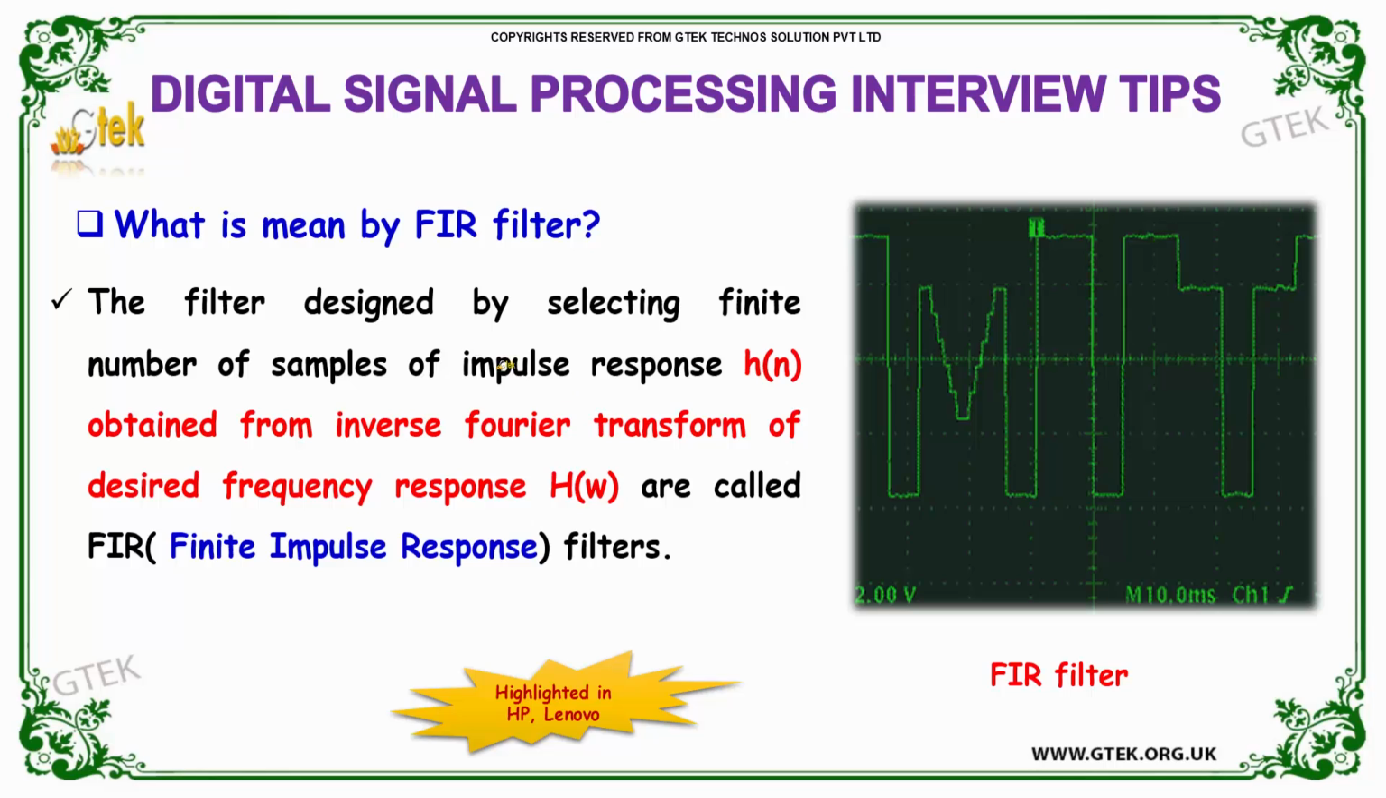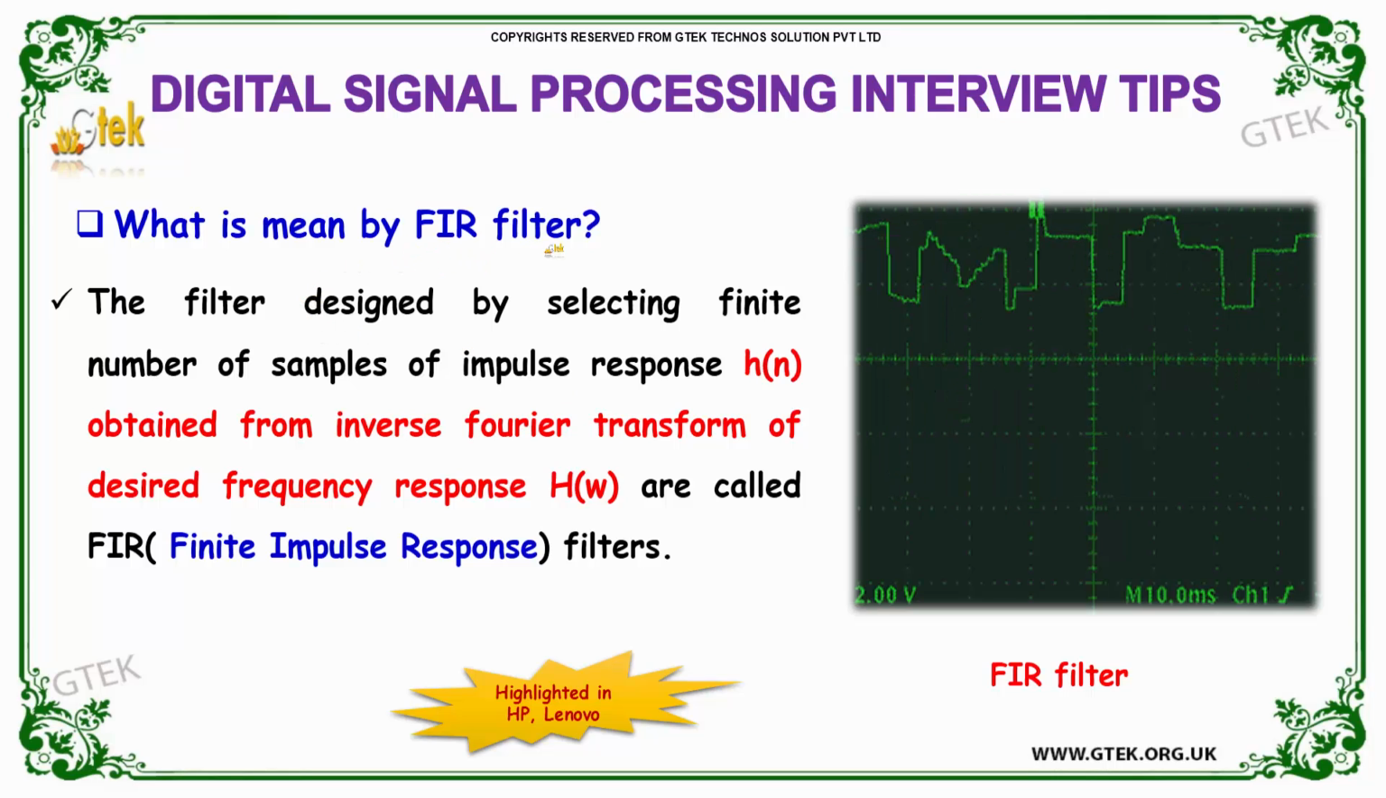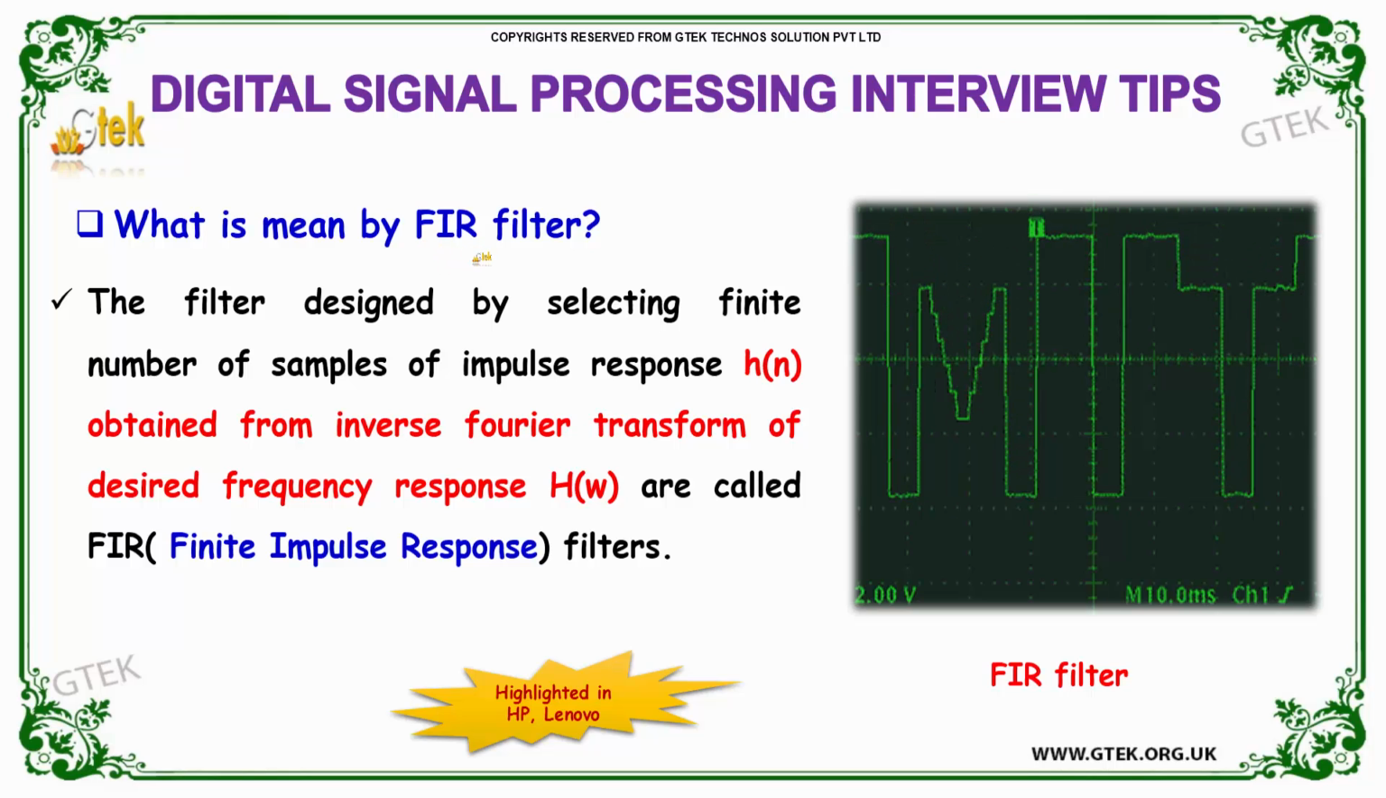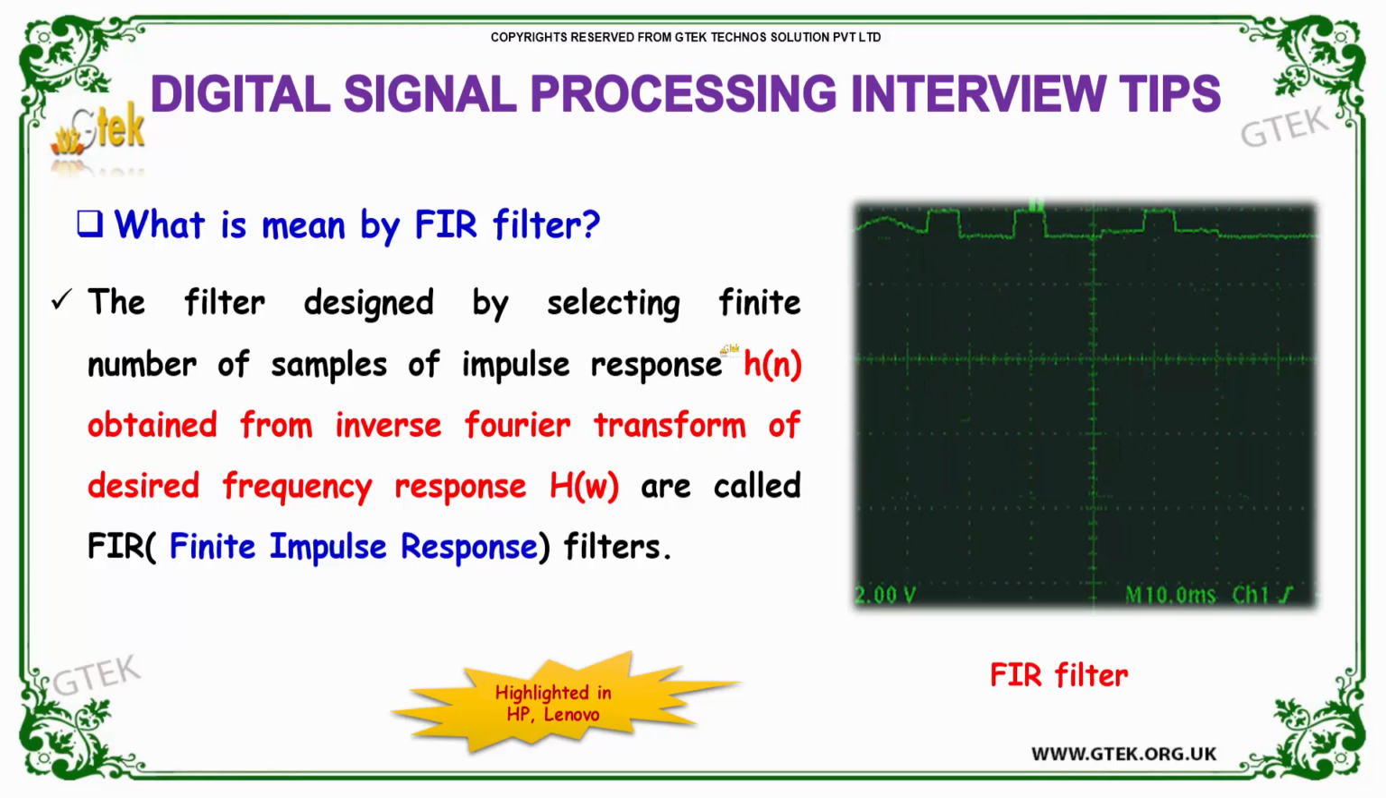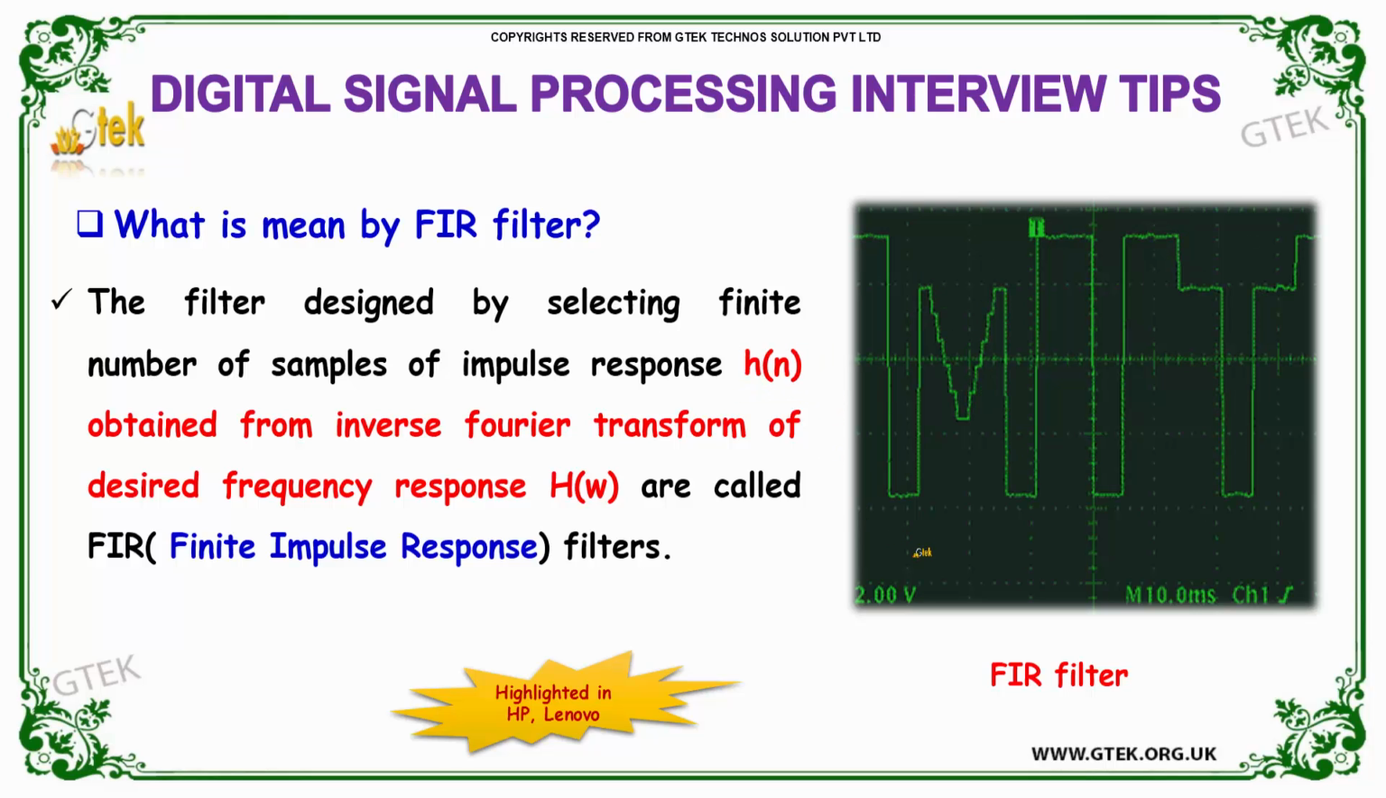We'll move on to the next question. What is meant by FIR filter? FIR filter is abbreviated as Finite Impulse Response. The filter is designed by selecting the finite number of samples of impulse response, that is h of n, which is obtained from the inverse Fourier transform of the desired frequency response. Over here, if you see, the desired frequency response is represented as H of omega. So FIR filter is nothing but the Fourier transform of desired frequency response over the samples of impulse response.